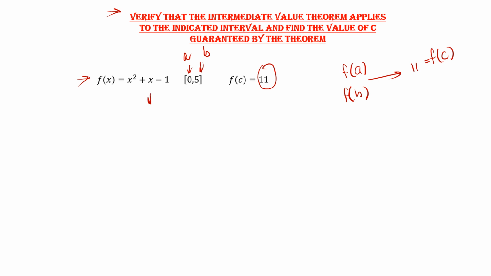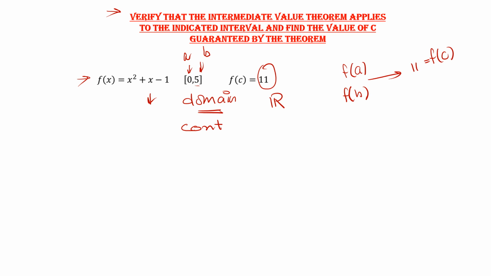Now the first thing is to understand what the domain of this function is. This is a polynomial function, so the domain of this function is all real numbers. It means that the function is continuous. So the first thing, to verify the IVT, it is very important that the function should be continuous on the closed interval, which you found that the function is.